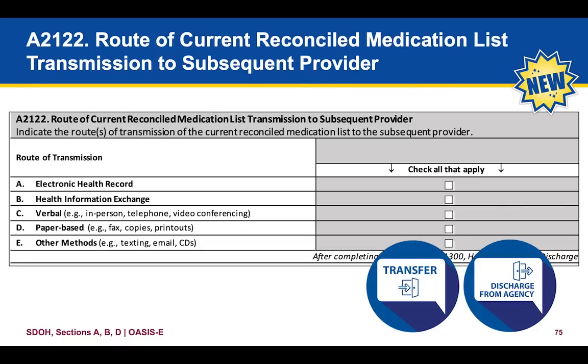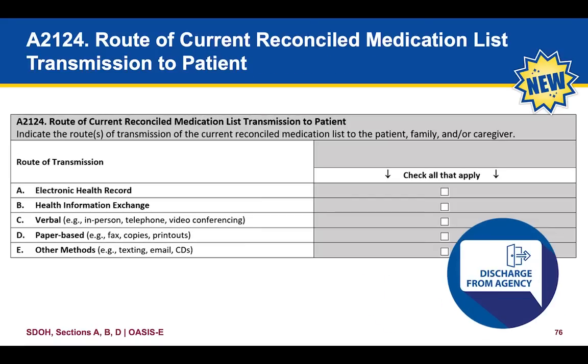Note that for this data element, you're going to check all that apply, and it is completed on transfer and/or discharge only, as close to the actual time of transfer and/or discharge as possible. And here's a snapshot of A2124, route of current reconciled medication list transmission to patient, as seen on page 3 of the discharge from agency instrument. This data element is only completed if A2123 is coded as 1, yes, and is completed only on discharge from the agency as close to the time of discharge as possible.